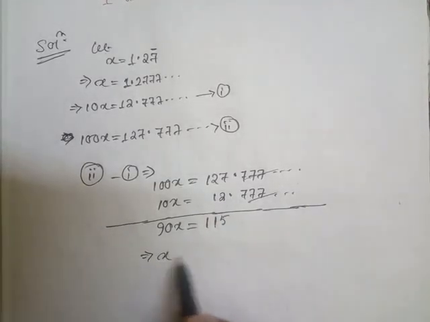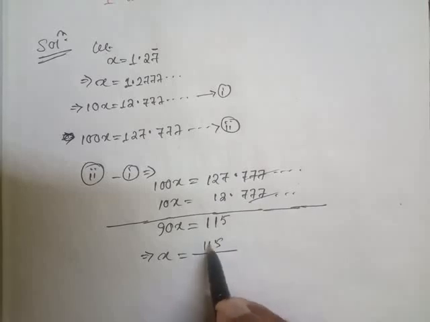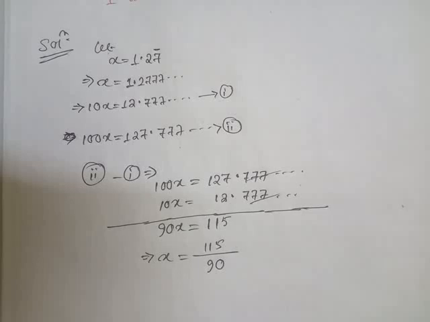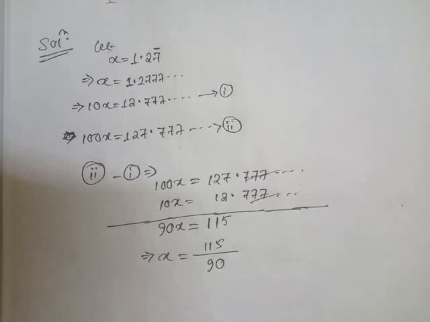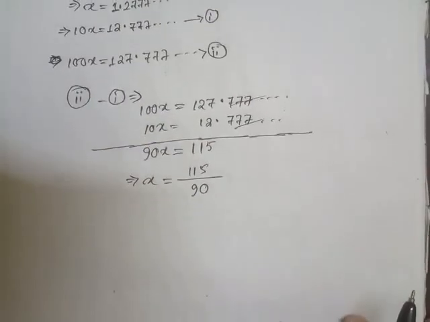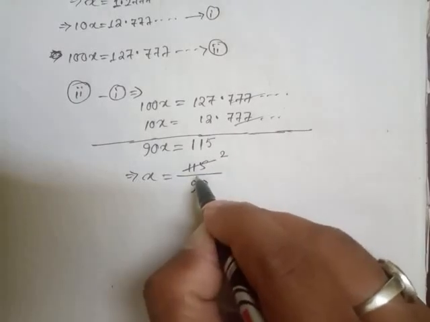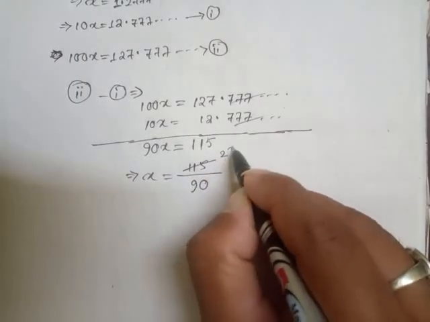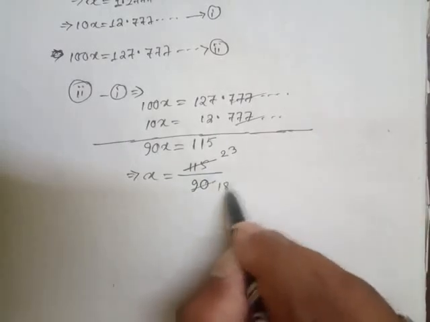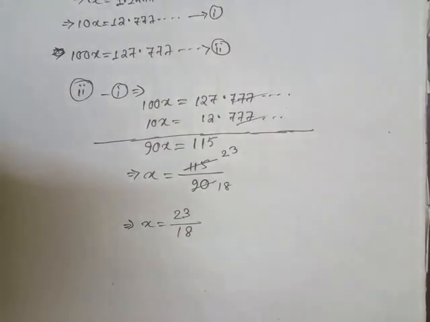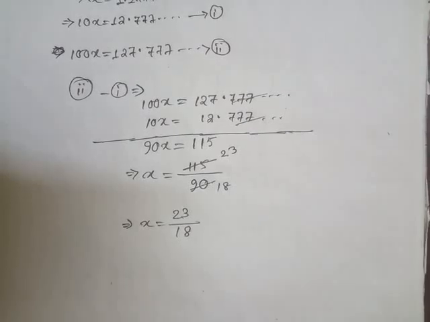Now the next step would be x is equal to 115 by 90. Obviously, 90 and 115 are both multiples of 5, so let's divide. Let's have a look at how to solve this portion. 5 times 1 is 5, 5 times 3 is 15, and here it is 18. So x is equal to 23 by 18.